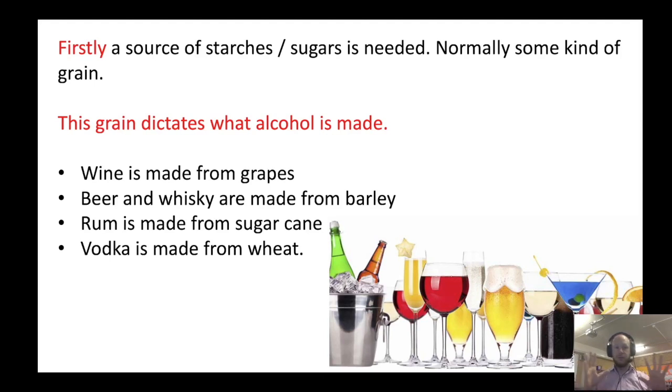Right. To make an alcohol, firstly what you need is a source of starch or sugar. This is normally some kind of grain that is grown, and traditionally different alcohols are made from different things. So in places where there were lots of grapes, they made wine. Here in the United Kingdom we had a lot of barley, so we made beer and whiskey. Sugarcane grows naturally in the Caribbean, so they make a lot of rum. Wheat grows quite readily in Russia, so they make a lot of vodka. The different grain you start with is what the alcohol ends up becoming.